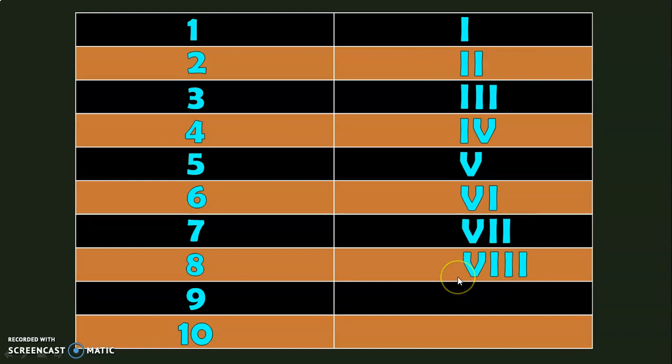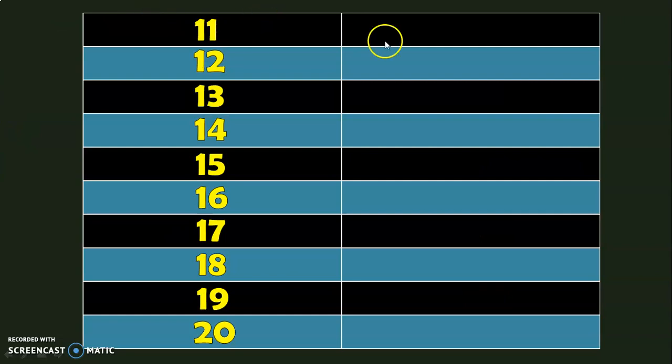And the Roman numeral for 9 is IX. And the Roman numeral for 10 is X. It is very important to know these Roman numerals from 1 to 10 because they form the foundation for writing the remaining Roman numerals. Next, for 11, it is XI, that is 10 plus 1, 11.